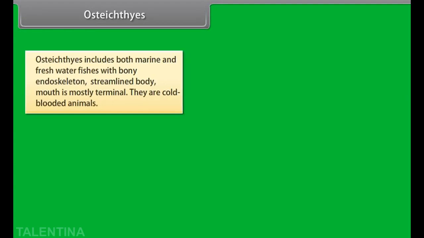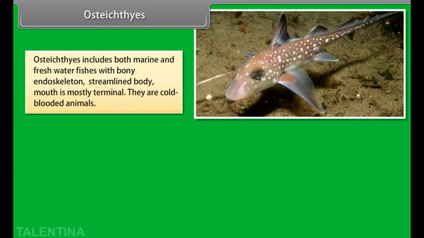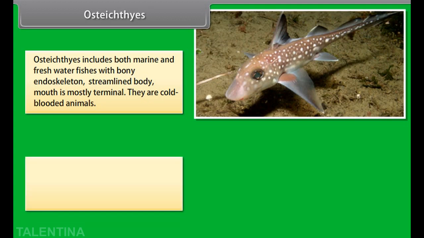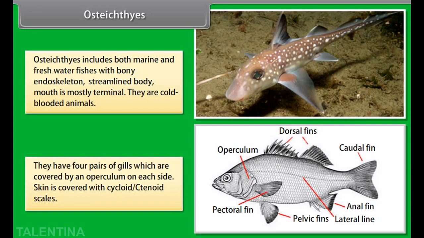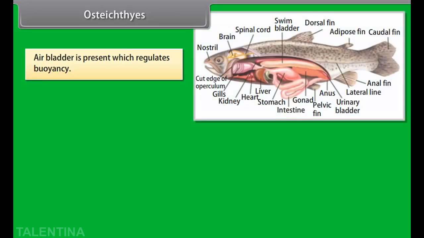Osteichthyes. Osteichthyes includes both marine and freshwater fishes with bony endoskeleton, streamlined body. Mouth is mostly terminal. They are cold-blooded animals. They have 4 pairs of gills, which are covered by an operculum on each side. Skin is covered with cycloid and ctenoid scales. Air bladder is present, which regulates buoyancy.